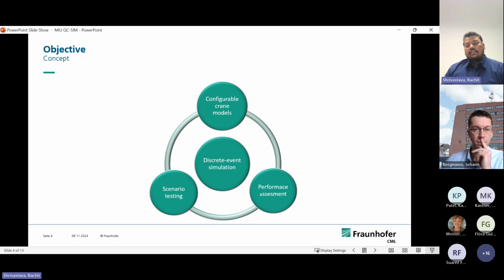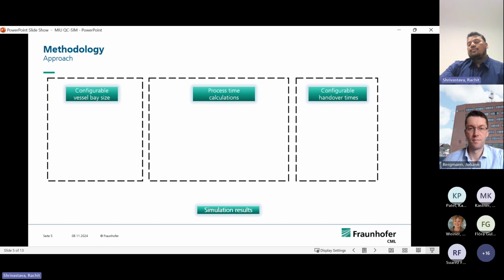And the results are presented in the form of bars and graphs, so that it is very helpful for the user to understand the performances of both types of cranes during their operations. In the next slide, we can see the approach. The model actually has three building blocks which work together to develop the simulation results.